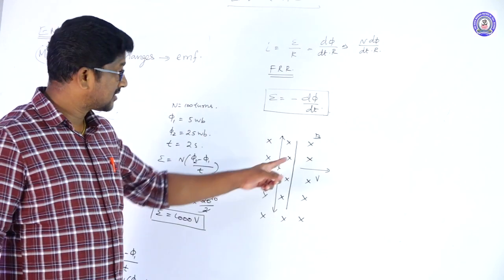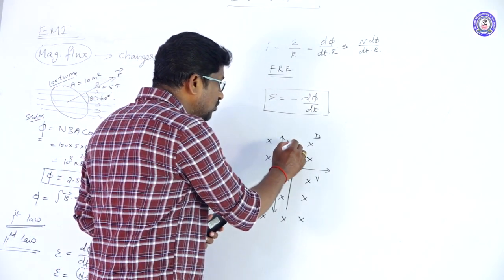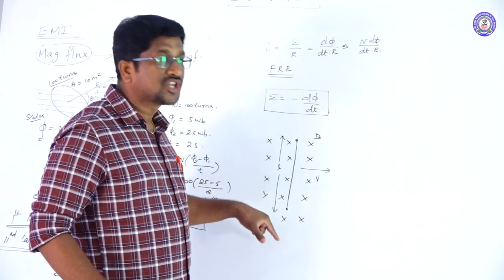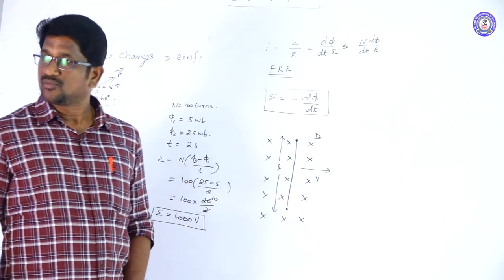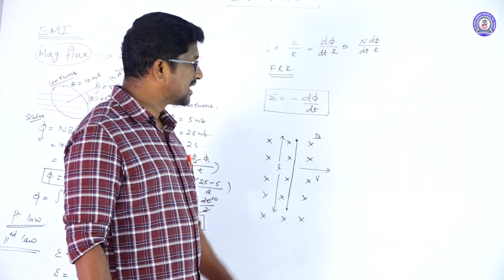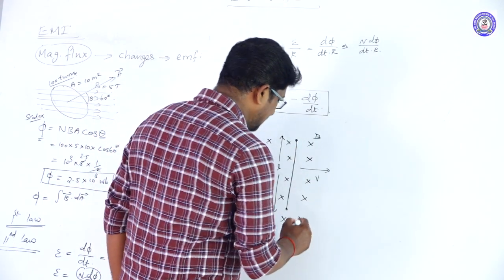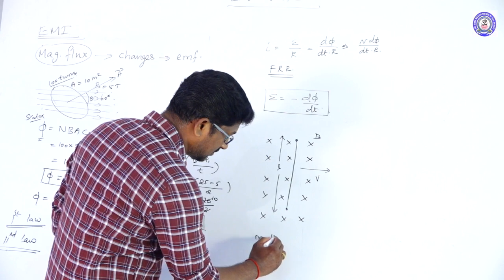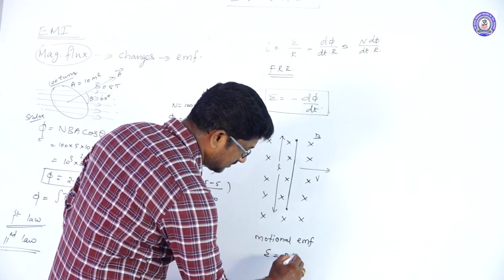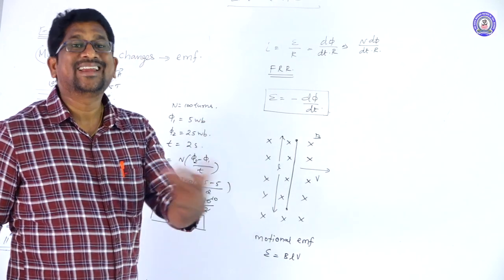magnetic Lorentz force. Due to the magnetic Lorentz force, the electrons move from one end of the conductor to the other end. Right? So a difference of potential is created between the two ends of the conductor. That difference of potential between the two ends of the conductor is nothing but motional EMF. The motional EMF is given by the formula E is equal to BLv. Right, this is the motional EMF formula in terms of magnetic Lorentz force.